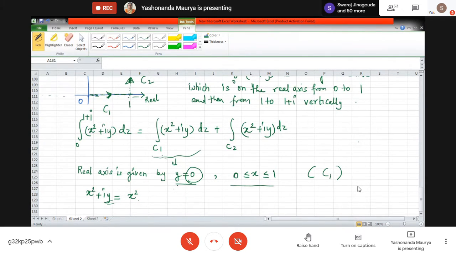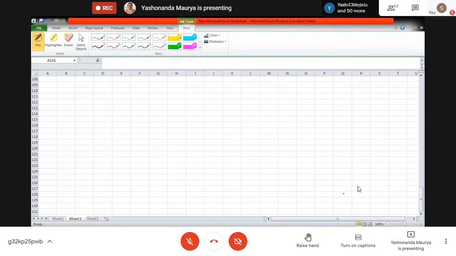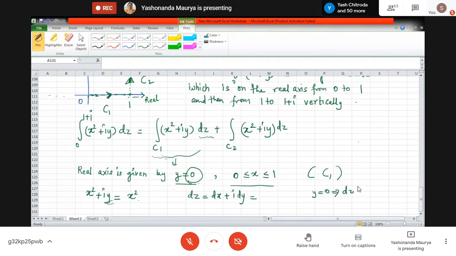Now similarly, if y is equal to 0, next we need to simplify this dz step. So what will be dz? It will be dx plus i dy. But if y is equal to 0, that implies dy is also equal to 0. So what will this expression be? Only dx will survive. So along this curve C1, see what we have got.